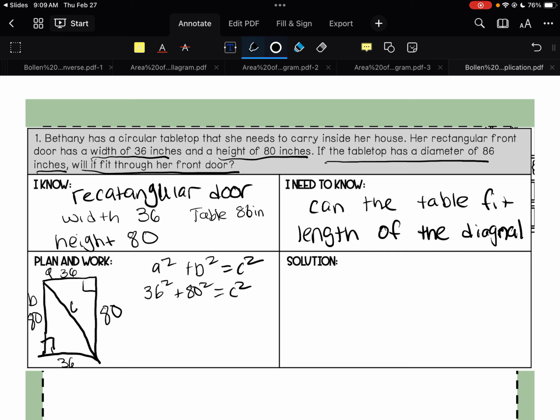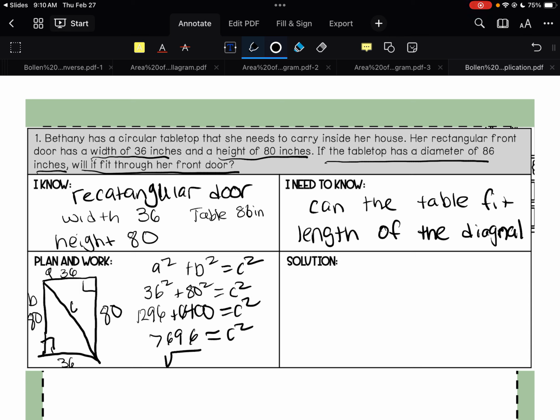And so I'm going to get 36 times 36 is 1,296 plus 80 times 80. 80 times 80 is equal to 6,400. So 7,696 equals C squared.